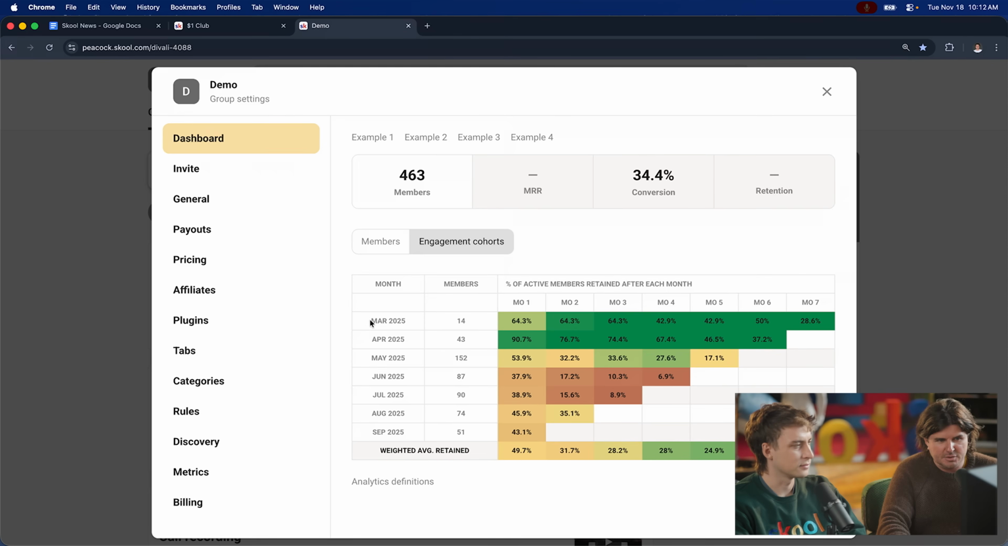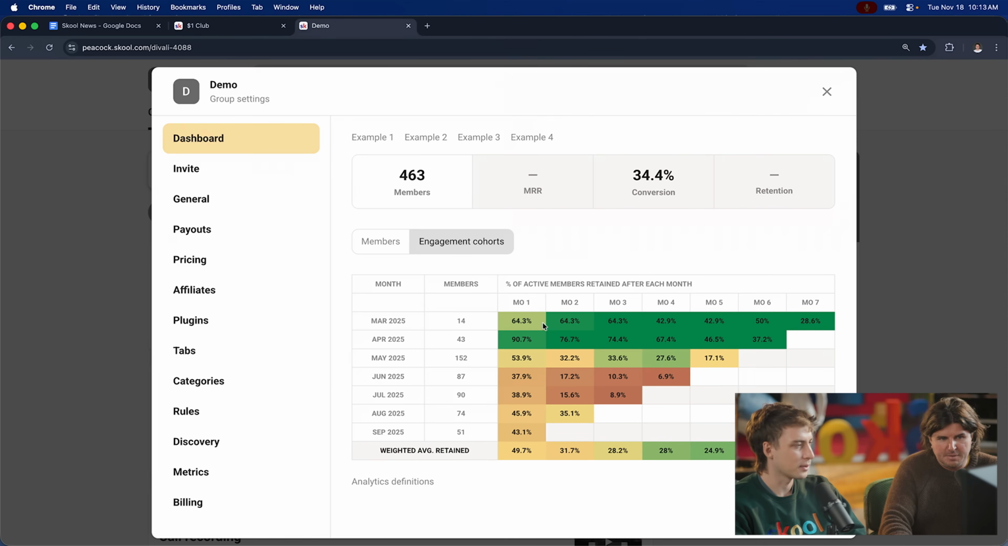But basically, in March, 14 people joined. In April, 43 people joined. And then you can see month one, how many of them were active. That means they came back after 30 days. Because in the first 30 days, 100% of people are obviously active because they had to be to join, right? Yes. So this is really looking at after the first 30 days, like day 31 to day 60, basically. How many of them came back and actively used your group? They had a page view in your group.